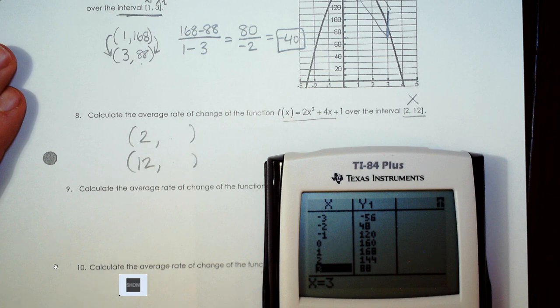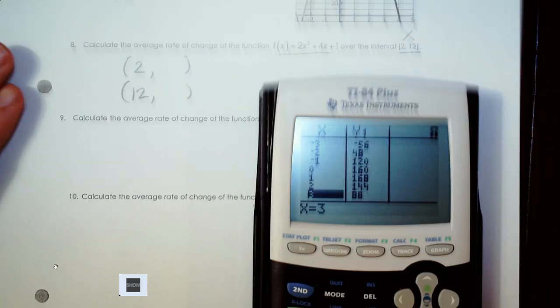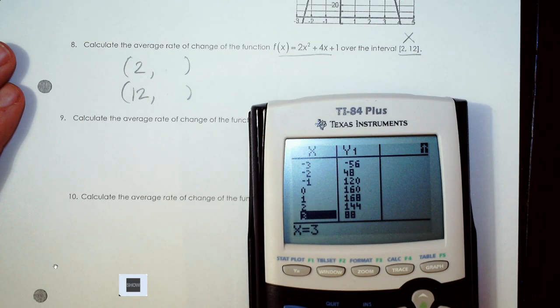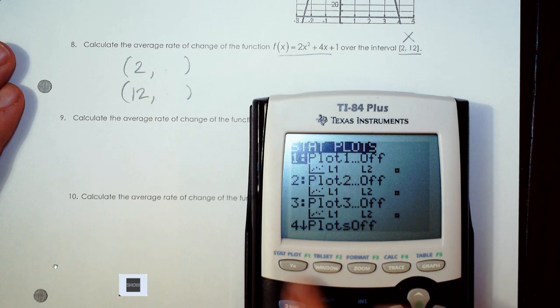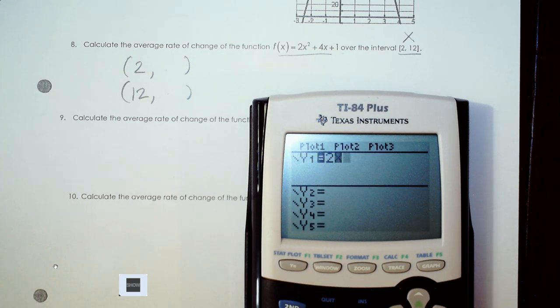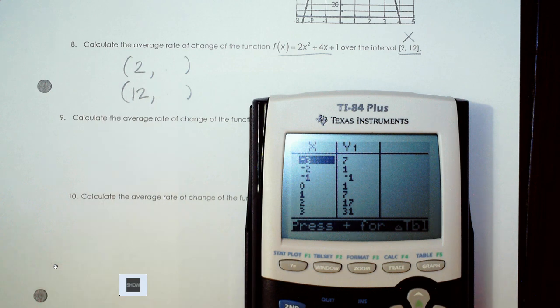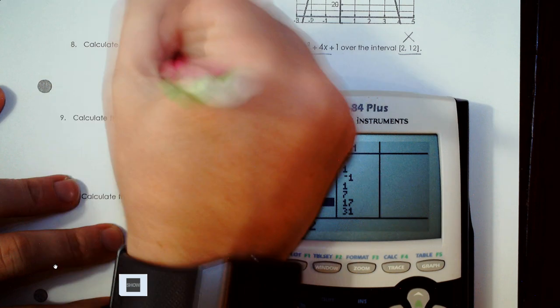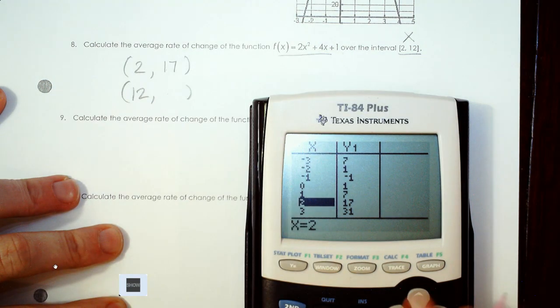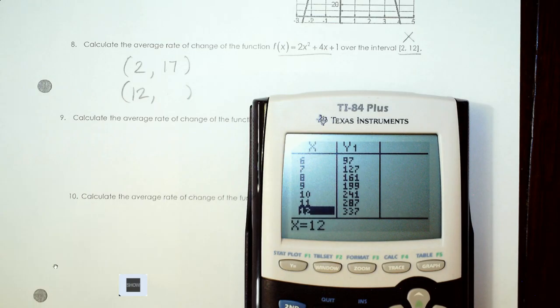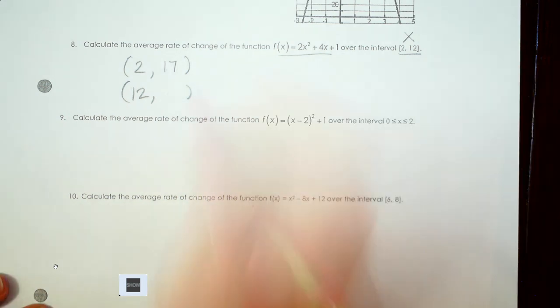So I'm going to go back to y equals. And I'm going to type my equation. 2x squared plus 4x plus 1. And then go to the table. All right, when x is 2, y is 17. When x is 12, y is 337.